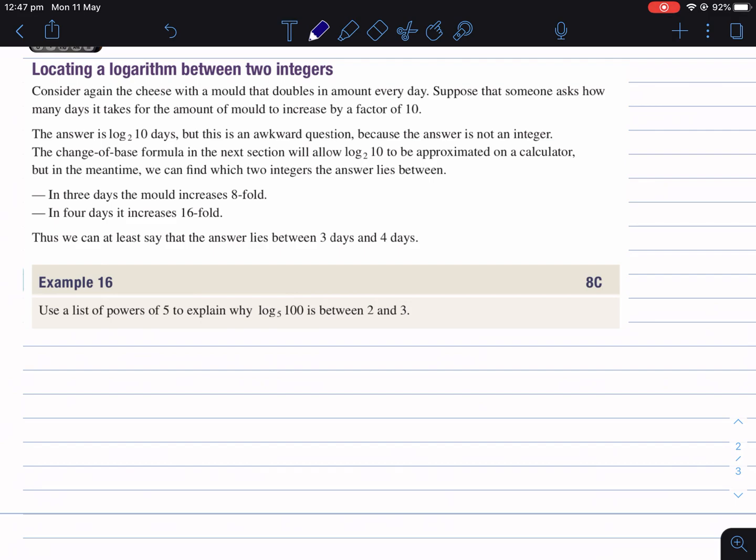Locating a logarithm. So the only logs that you have on your calculator are base 10. We don't have log base 5 on our calculator. So for these ones, we kind of have to guess. They do have log tables, but you're going to learn a method later on that helps you actually figure out log base 5, log base 32, whatever.